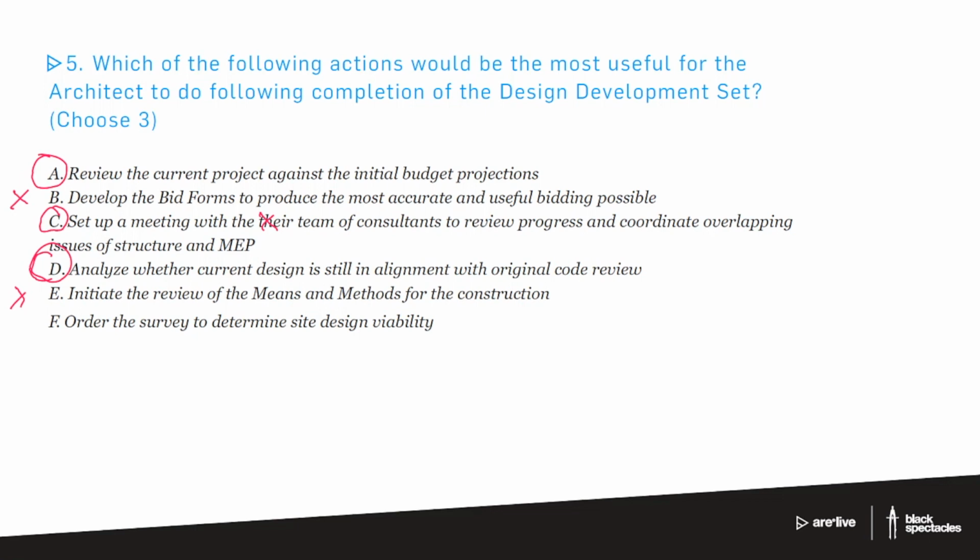This is an exam about doing it right, and so when you see something like this, unless the question specifically gives you an out, like you are acting as the developer while you're doing this, you never order the survey. That's part of the owner's responsibility. GC's responsibility: means and methods and schedules. Your responsibility is design intent and compliance with program, compliance with code, compliance with budget, and all of those issues. So there you go, A, C, and D.